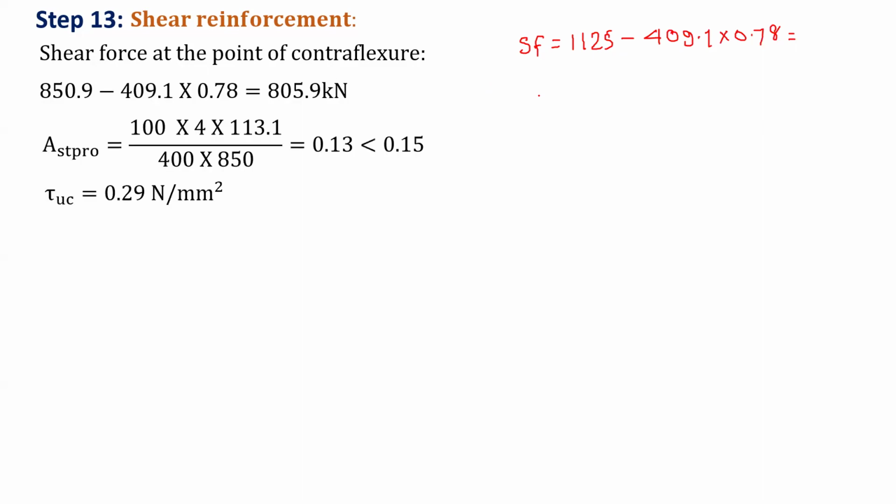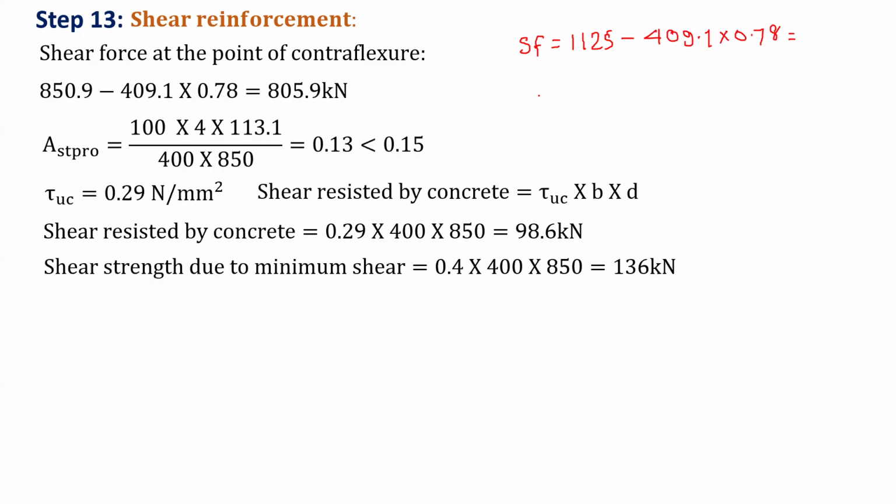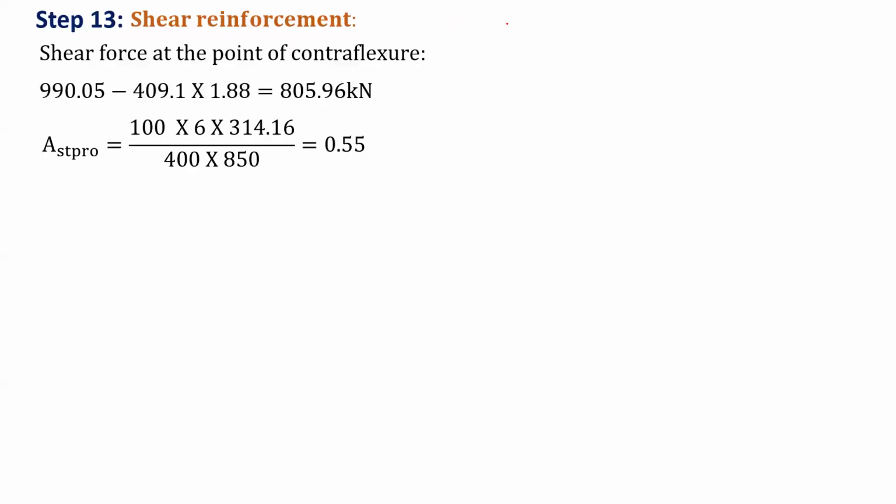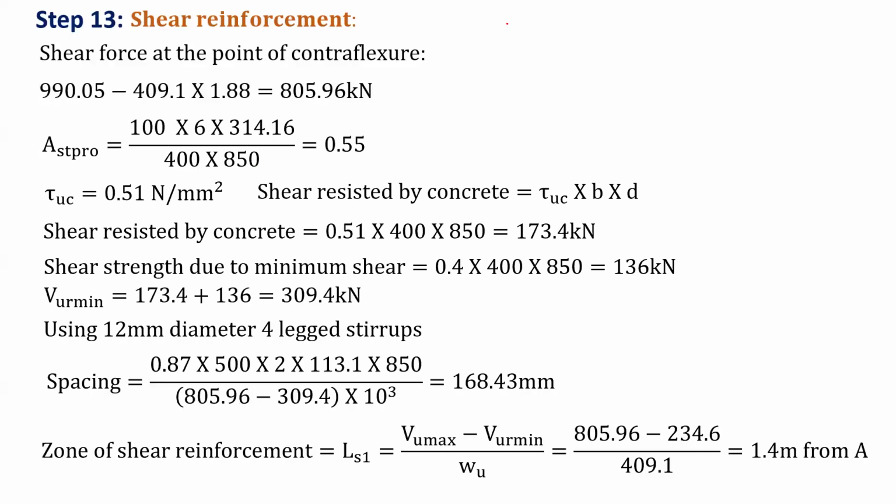So likewise, we have to find, I will not go in detail because you know all these: shear resisted by concrete, then shear strength due to minimum shear, then Vus minimum we have, and likewise we have to find zone of shear reinforcement. This we have, that is at column A or near column A we can mention. And then we have second, that is at column B, we are in the same fashion, that is at B. And then we have to go for shear.